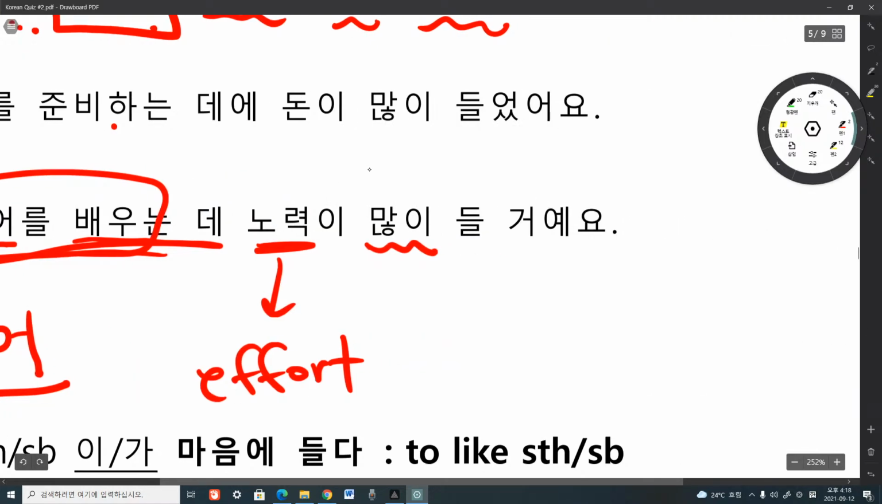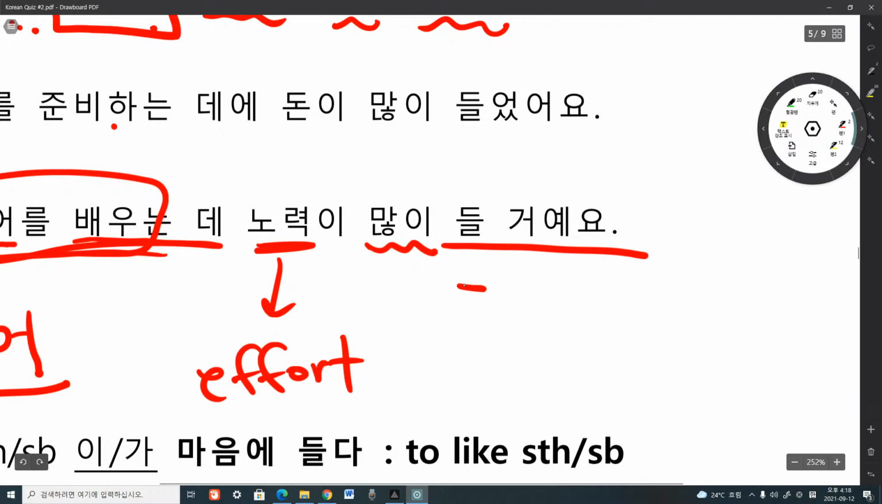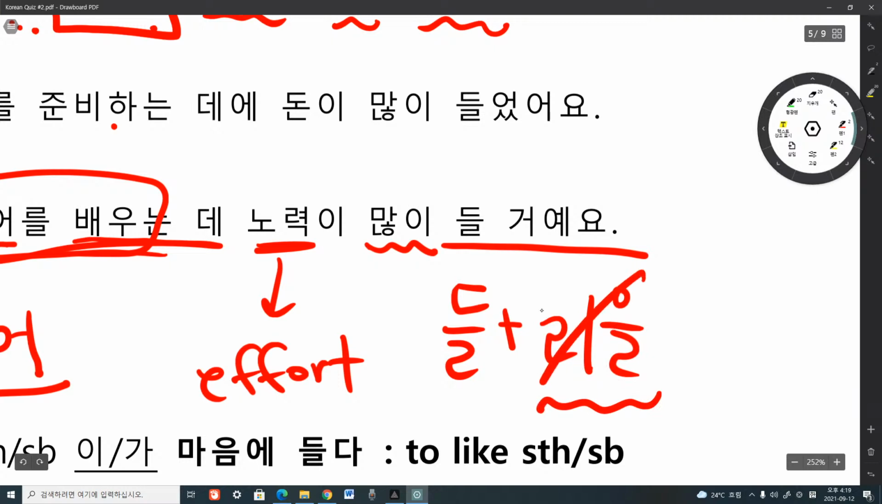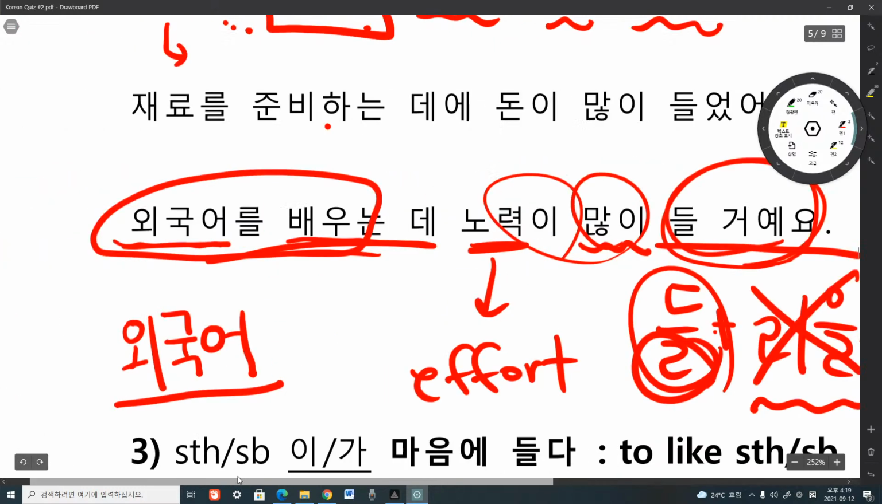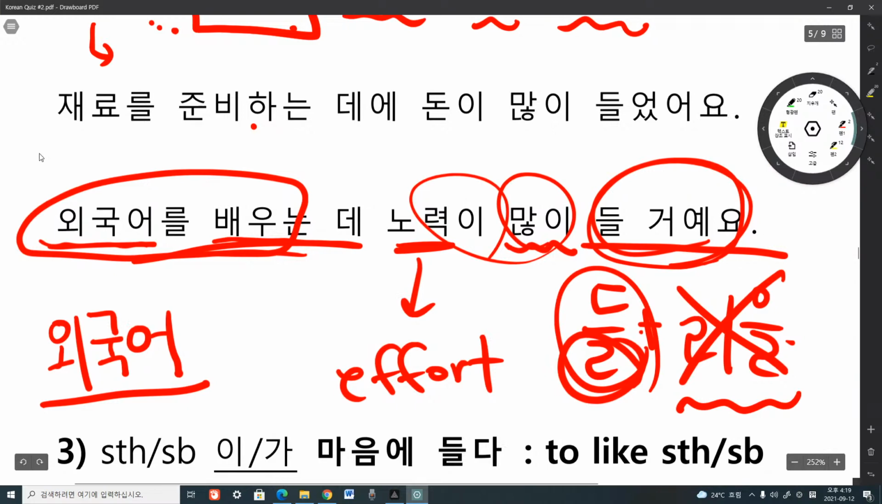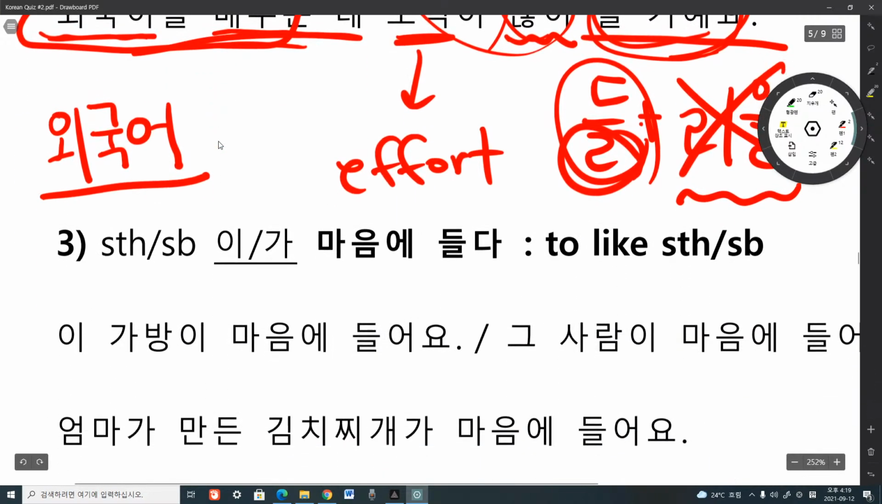So obviously, 들 거예요 is the future tense of 들다, right? We learned that when 들 is combined with the future conjugation, it just stays 들, not 들을, right? Because it's a real ending irregular verb. So you can just say 들 거예요. It will take a lot of effort to learn a foreign language. 외국어를 배우는데 노력이 많이 들 거예요.